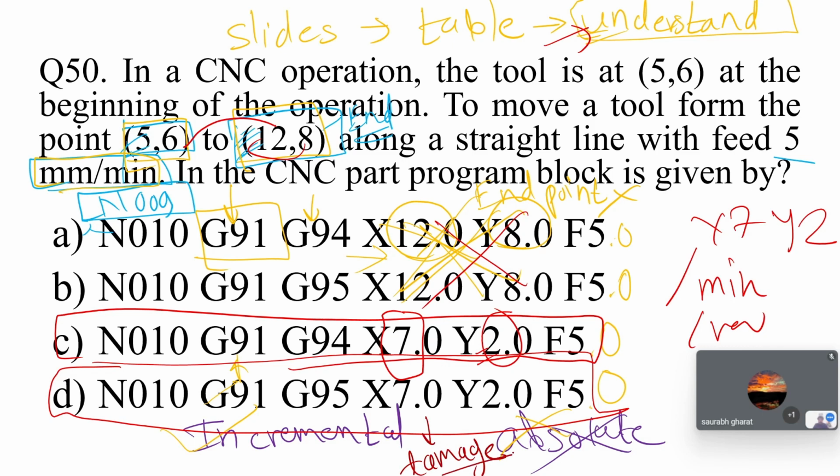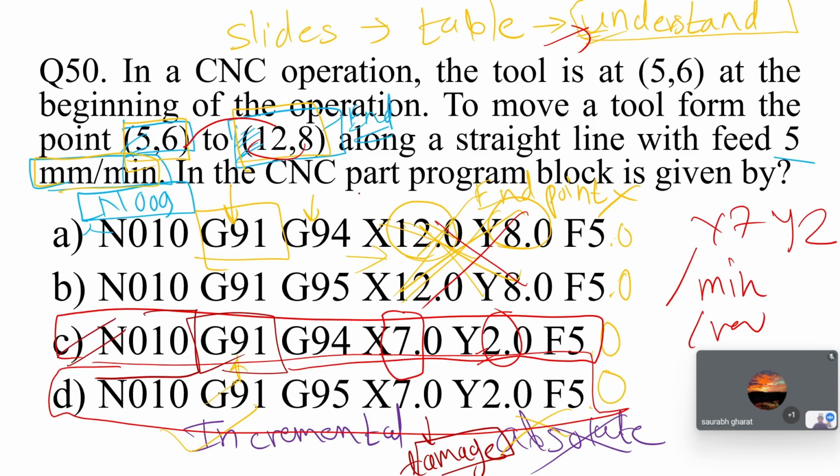So only this part is the correct answer. I told you this is just a reference part that you should not use. G91 is your incremental mode. If it were G90 then it would be correct, but you are using G91, so it has become incremental. You can't use absolute coordinates here. You have to go with incremental only, and you know how to calculate it.